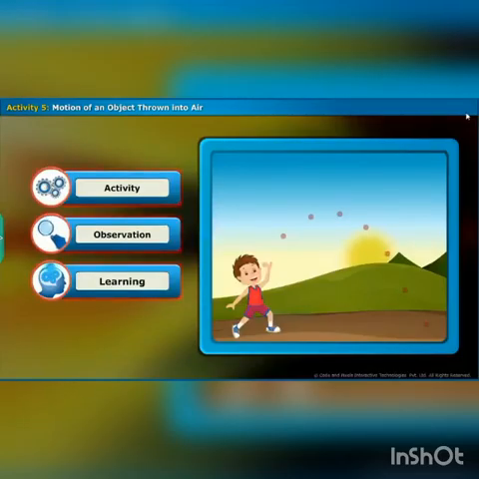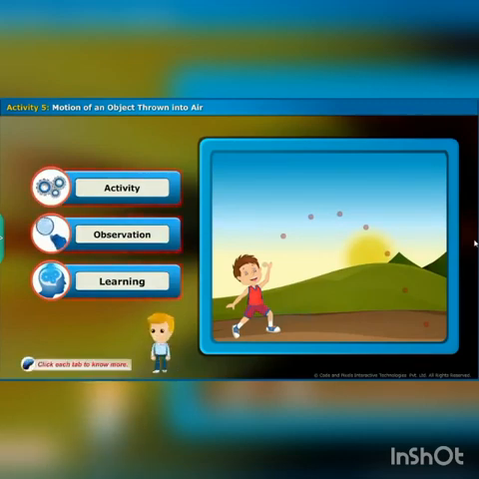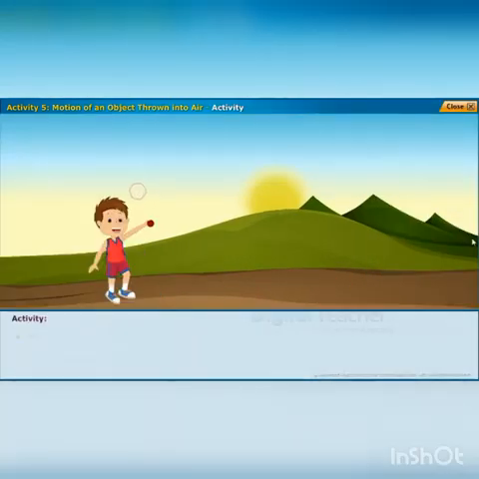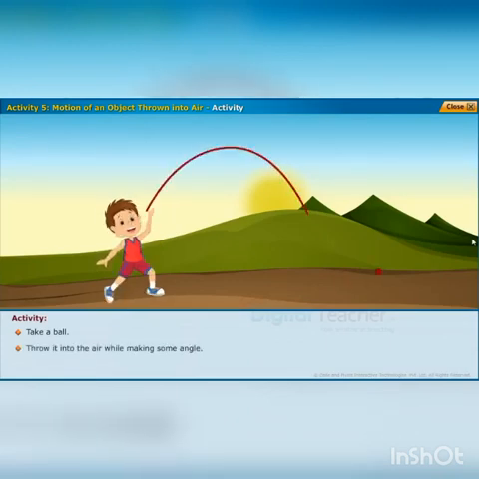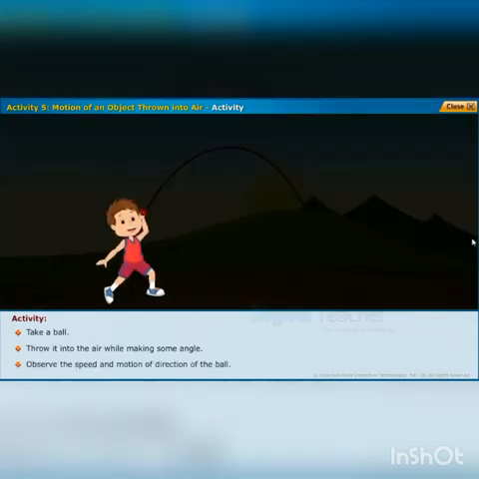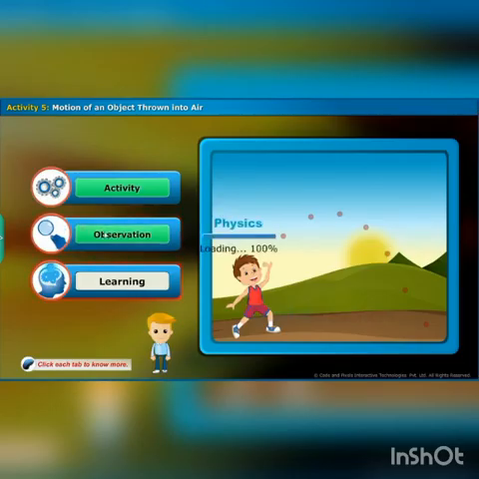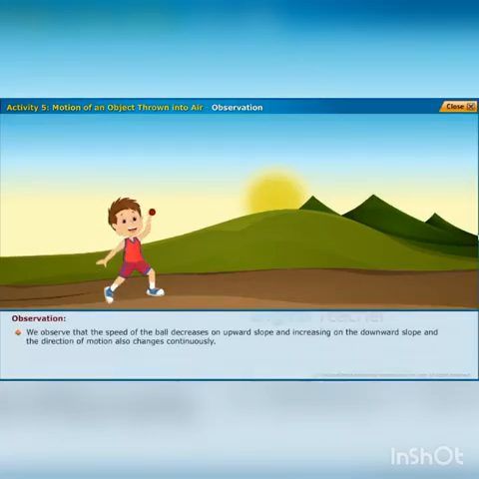Let us perform an activity for observing the motion of an object thrown into the air. Click each tab to know more. Take a ball. Throw it into the air at some angle. Observe the speed and direction of motion of the ball. Observation: we observe that the speed of the ball decreases on the upward slope and increases on the downward slope, and the direction of motion also changes continuously.